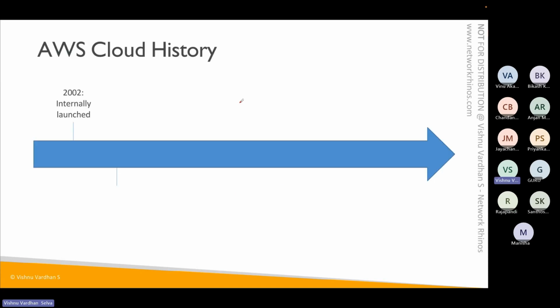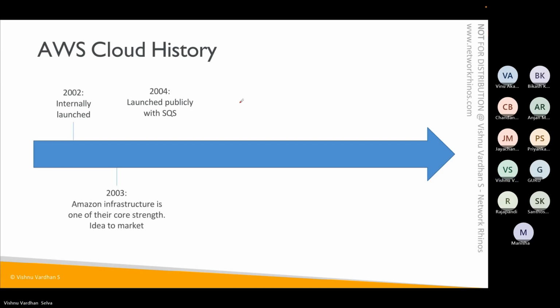Okay. So about the cloud history. AWS was launched internally in Amazon in the year 2002. Then in 2003, Amazon's infrastructure was one of the core strengths of the idea and idea to market, which means whatever they were using internally, after that they launched to the outside world also. In 2004, the first publicly launched service was SQS, nothing but Simple Queue Service. In 2006, they relaunched publicly SQS, S3 and EC2.